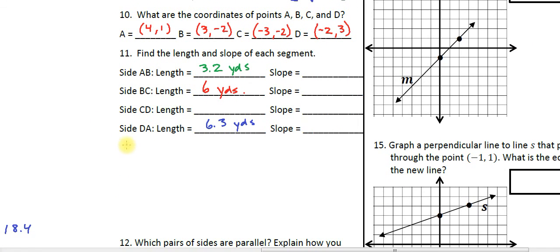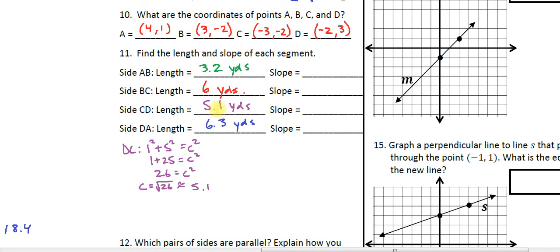Let's go ahead and calculate the length of DC. DC is going to be 1 squared plus 5 squared is equal to c squared. That's 1 plus 25. 1 plus 25 is 26. And that means c is going to be equal to the square root of 26, which is approximately 5.1. So the length of CD is 5.1 yards.